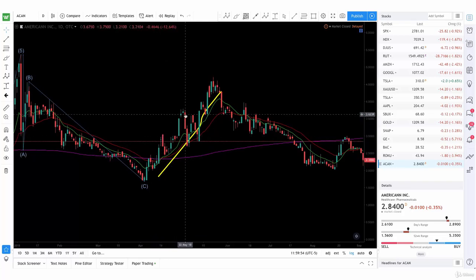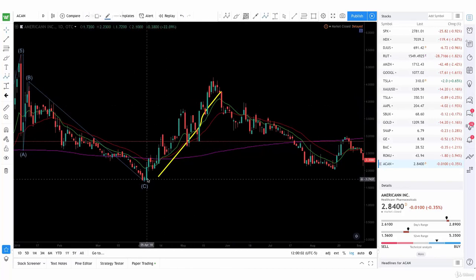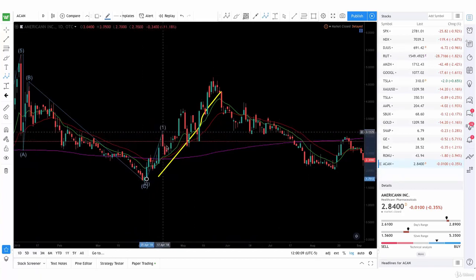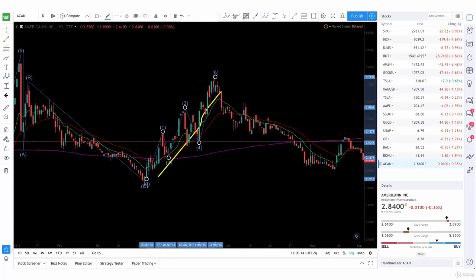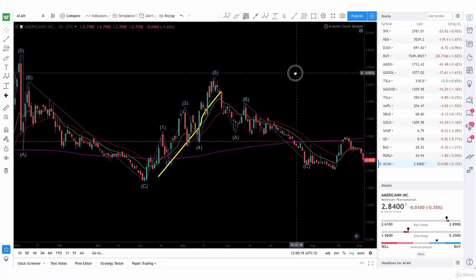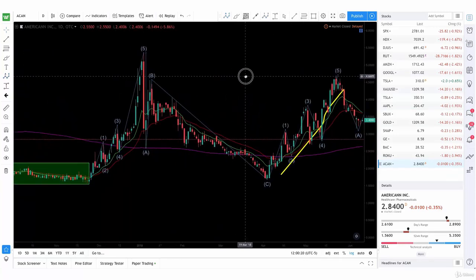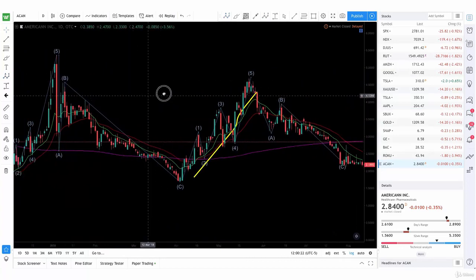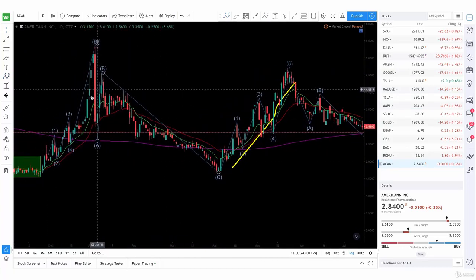See, 1, 2, 3, 4, 5. And once again, we got the ABC correction. Take it down here. Usually you can go into a consolidation period after that, or you might as well just start another market cycle. So you can see 1, 2, 3, 4, 5. And then we got our A, B, and C waves. See, it's not going to be 100% perfect all the time. It's going to look like that.